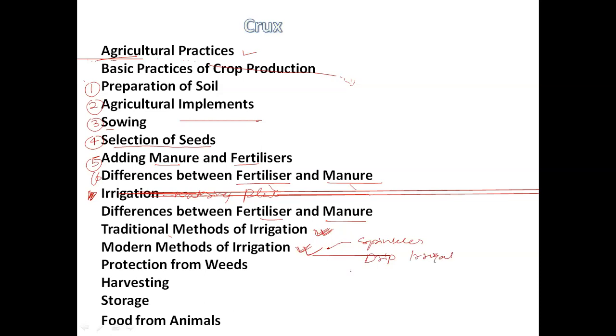All right. So we will also take a look at how to protect our plants from weeds. And how harvesting is done and how storage is done. And apart from plants, we also get food from animals as well.